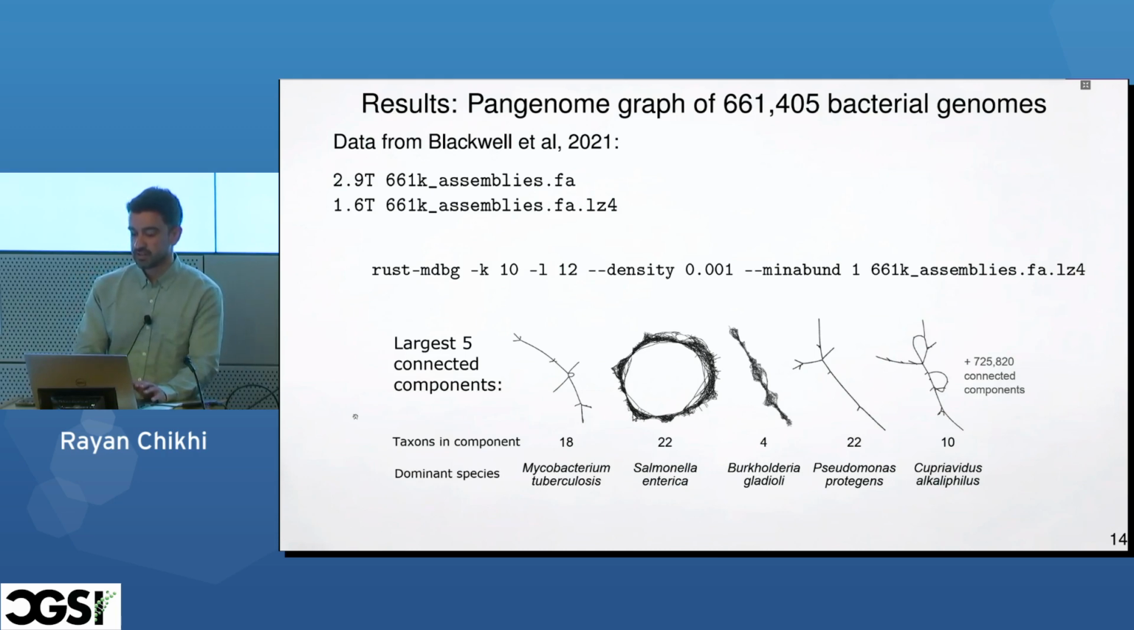And essentially, what you see here is all the sequence variation of the pangenome of Salmonella, summarized into an mDBG. And there are 700,000 more connected components of other species in this graph. So it's extremely difficult to analyze, but at least we could construct it. Before, there was no pangenome graph for this collection.